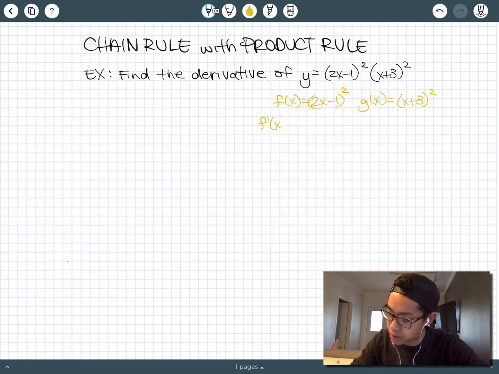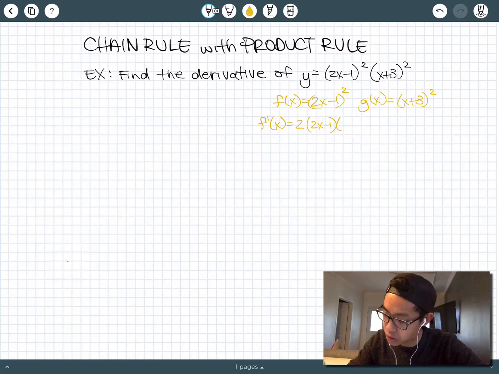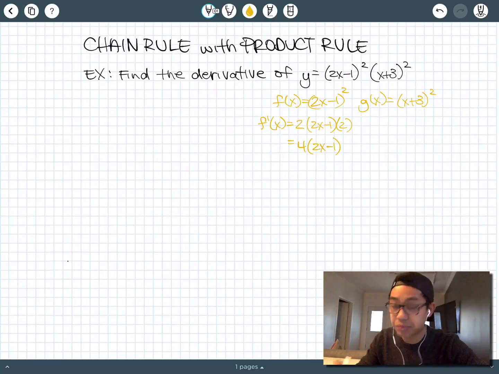So f prime of x is going to be equal to, we take the 2, we throw it out front, and then we keep the inside the same. Then we subtract 1 off the exponent, so we're down to 1. And then we multiply by the derivative of the inside, so we get 2, because the derivative of 2x - 1 is 2. You'll want to simplify here before plugging it into the formula.